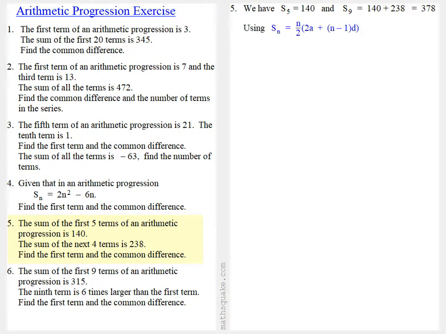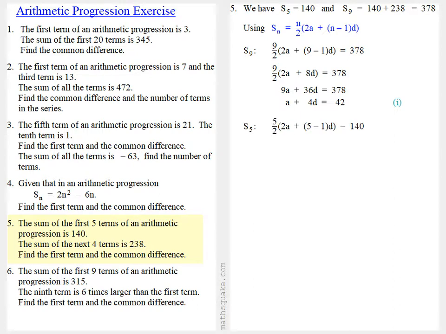Now we can use the standard formula. Sn is equal to n over 2 into 2a plus n minus 1 d. And substituting n as 9, we get 9 over 2 into 2a plus 9 minus 1 d is equal to 378, which gives us 9 over 2 into 2a plus 8d equals 378. And if we expand the brackets, that's 9a plus 36d is equal to 378. So a plus 4d is equal to 42. Now that's our first equation.